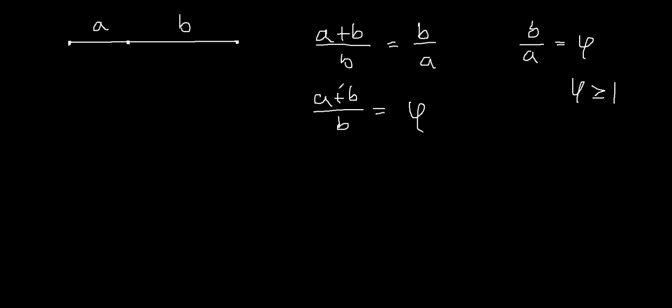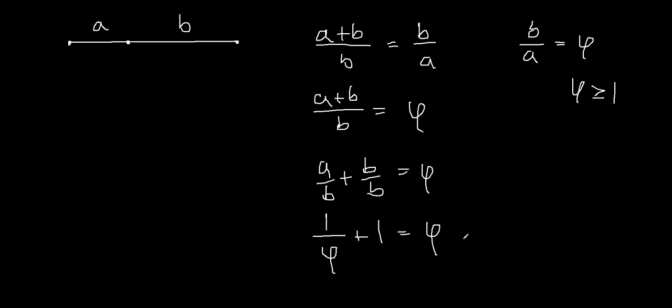But wait, can't we just write this as A over B plus B over B? And A over B is just the reciprocal of B over A, right? So that's just 1 over phi. And B over B is just 1, equals phi. So if we try solving for this, multiply both sides by phi, you get 1 plus phi equals phi squared.